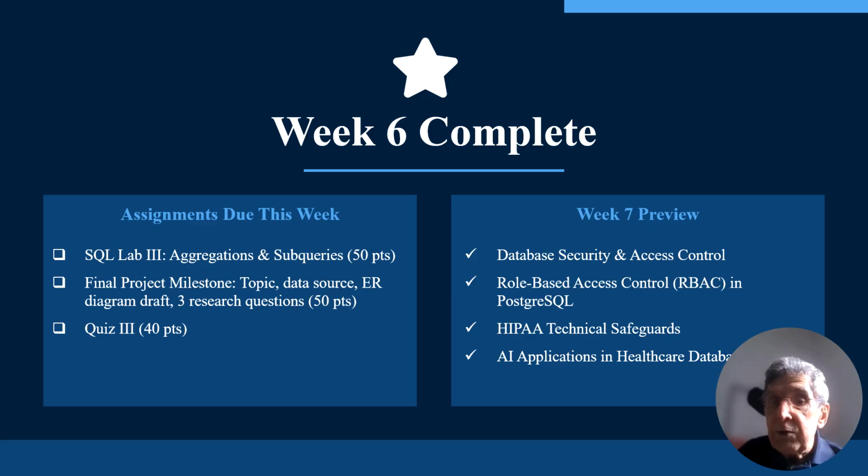So that wraps up all 4 parts of this week, week 6. Let me remind you of the big picture here. The assignments that are due this week. The SQL Lab 3 covers aggregations and subqueries. It's worth 50 points. This lab will test your ability to write the kinds of queries we practice across parts A and B. And the final project milestone is also 50 points.